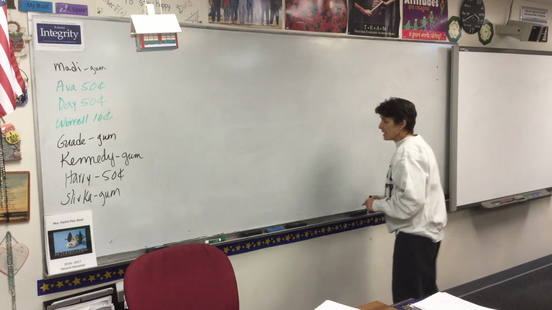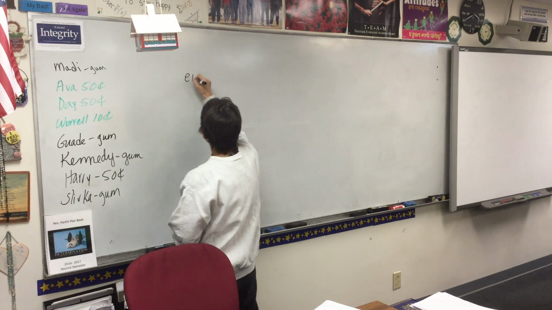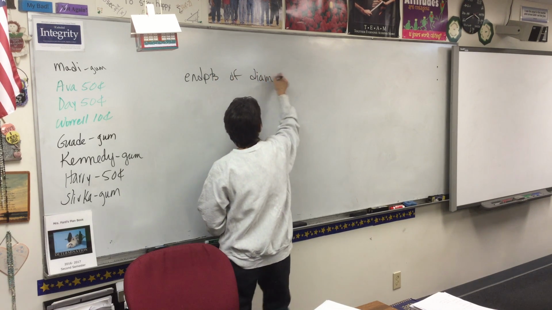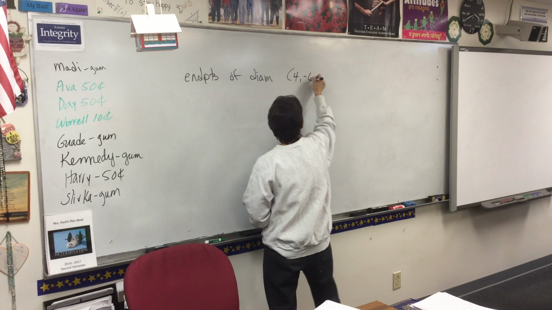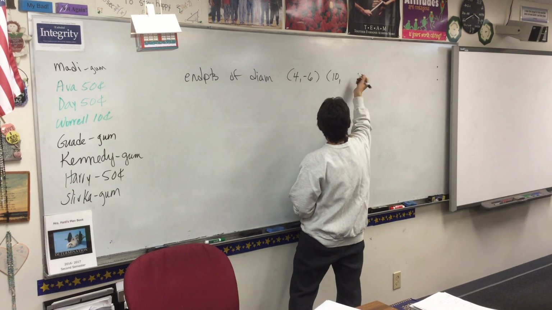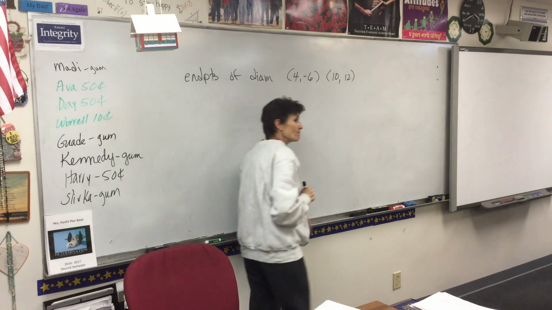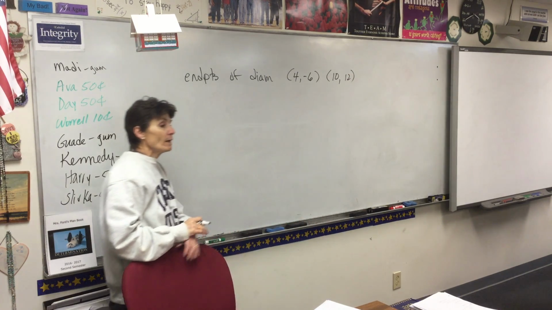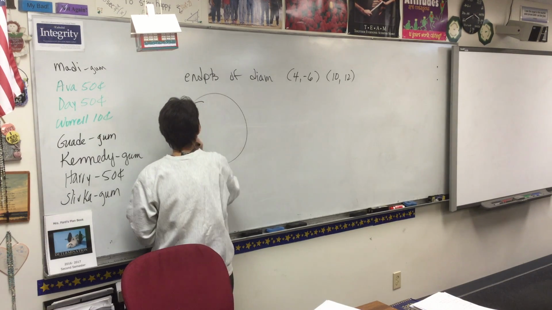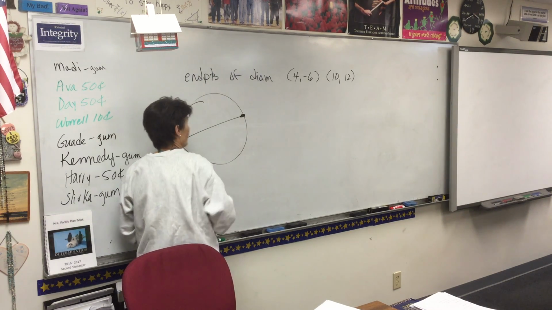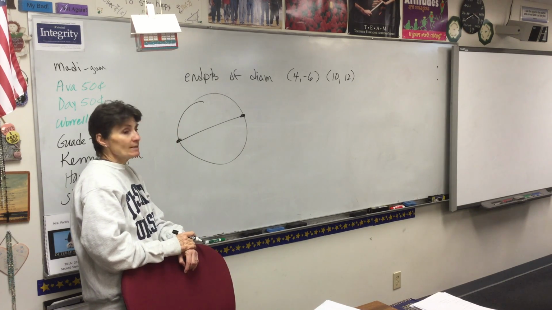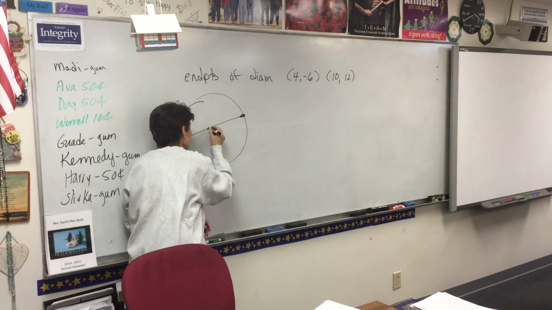I know that the endpoints of the diameter are (4, -6) and (10, 12). All right? So these are the endpoints of my diameter. So the scenario is this. I know these 2 points. To write the equation of a circle, I don't need those 2 points. I need this one.